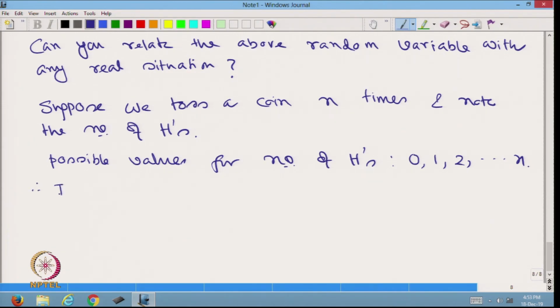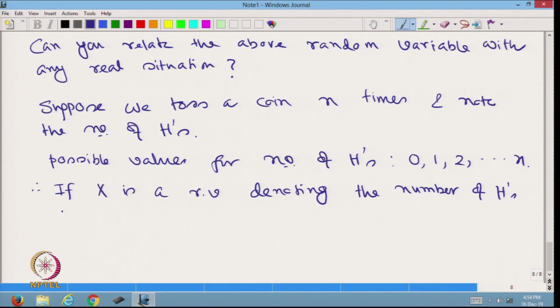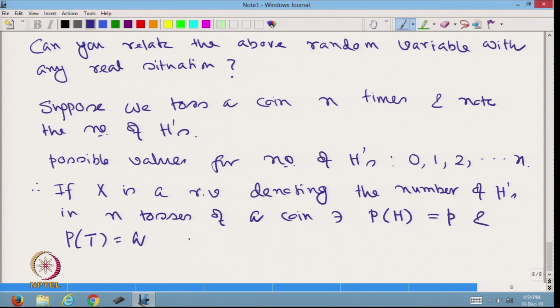Therefore, if x is a random variable denoting the number of heads in n tosses of a coin such that probability of head is equal to p and probability of tail is equal to q, then probability x is equal to k is n c k p to the power k q to the power n minus k.